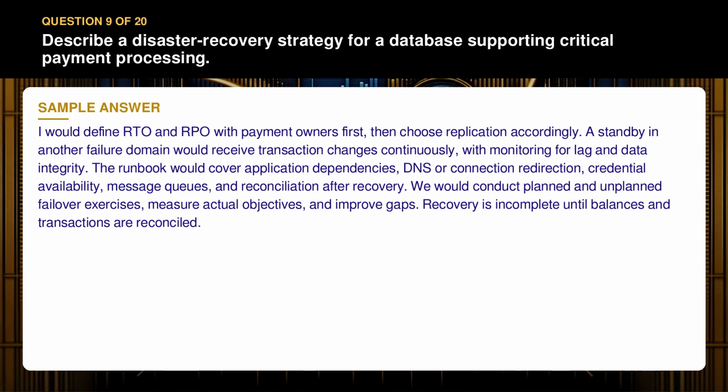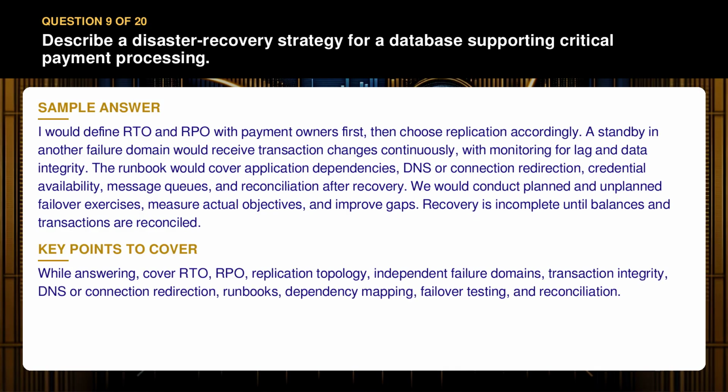I would define RTO and RPO with payment owners first, then choose replication accordingly. A standby in another failure domain would receive transaction changes continuously, with monitoring for lag and data integrity. The runbook would cover application dependencies, DNS or connection redirection, credential availability, message queues, and reconciliation after recovery. We would conduct planned and unplanned failover exercises, measure actual objectives, and improve gaps. Recovery is incomplete until balances and transactions are reconciled.